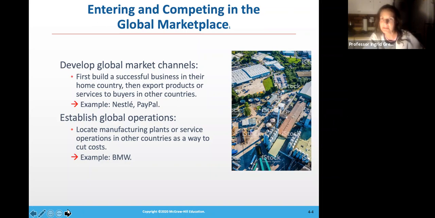Nestle is a Swiss company. Now we can eat the Nestle chocolate here in the US. PayPal is an American company, and they do a lot of foreign exchange with all different countries around the world, et cetera, et cetera. BMW, right? They're German, they sell cars in the US.